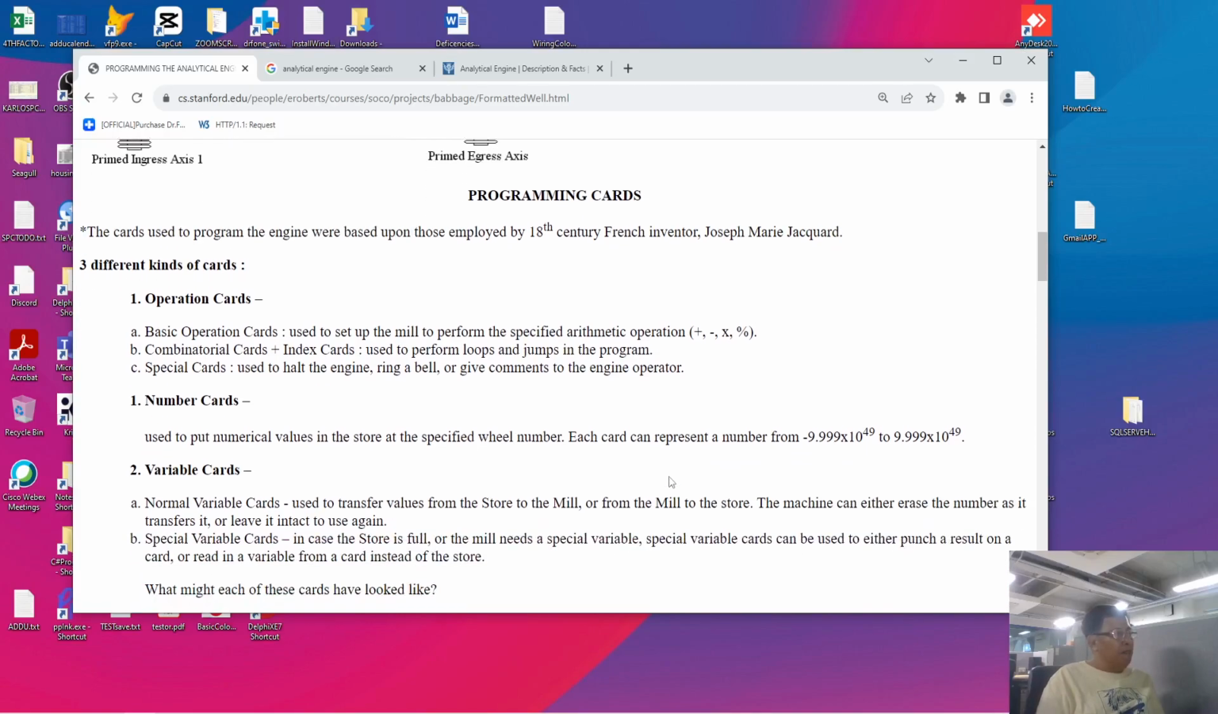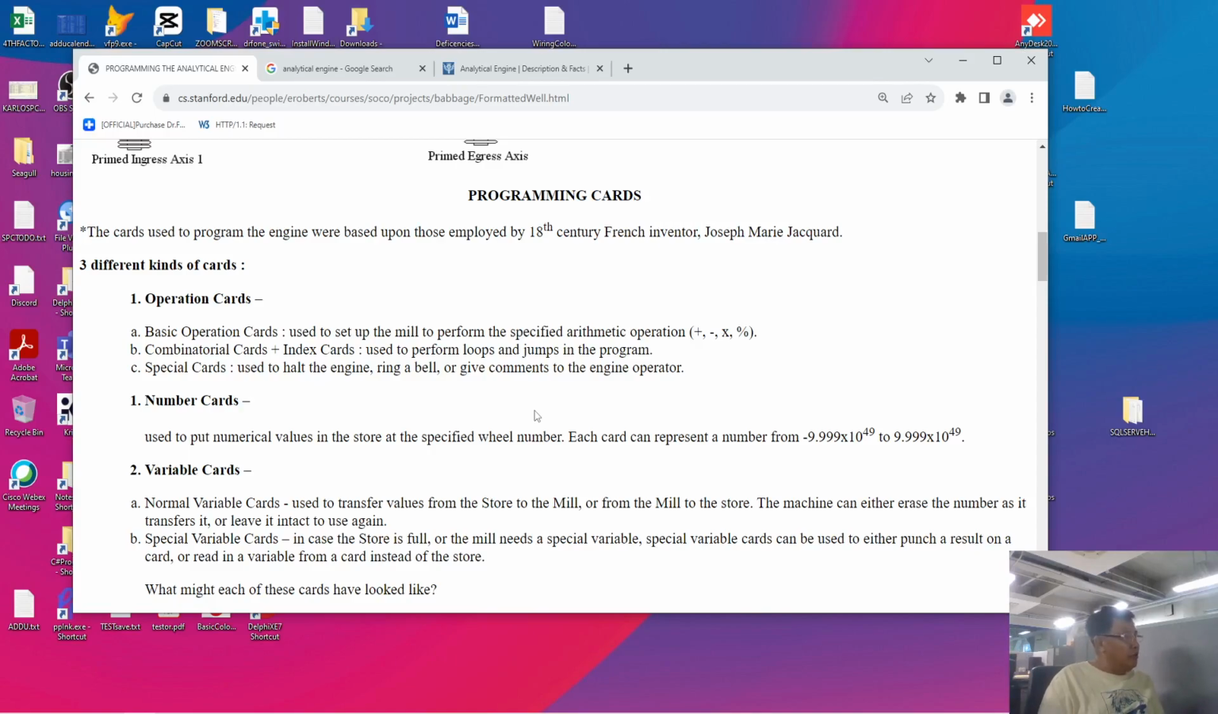And programming the analytical engine entails using programming cards, and the programming cards are classified into different classes. The most common type of card is called the operation card. The operation card can have four basic symbols. They can be used to store symbols representing a specific arithmetic operation, such as plus, minus, times, and divide.